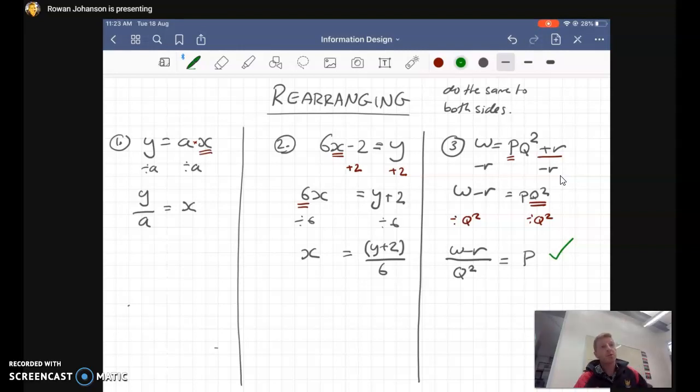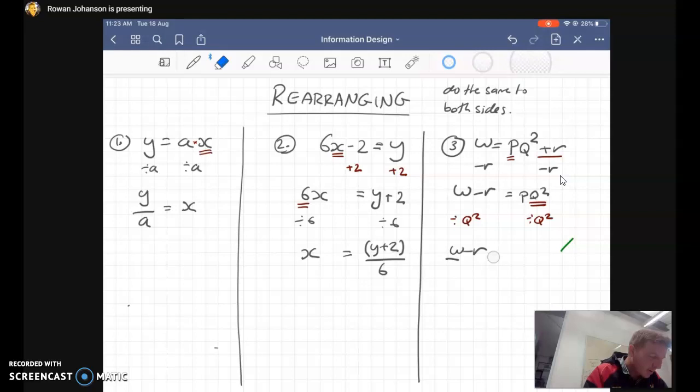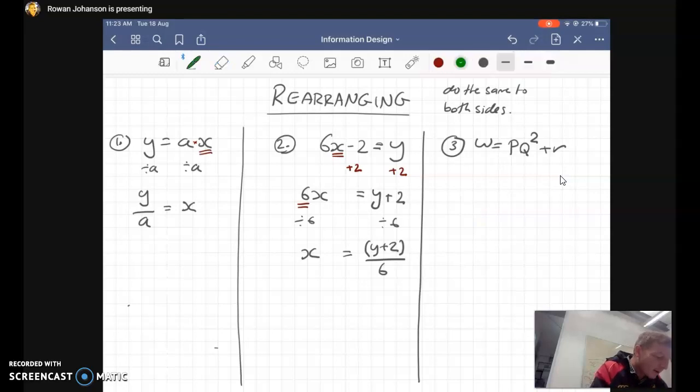Okay, so that's the simplest one. The next one I want to do is I'm going to rub that out. And we're going to do the same thing, but now we're going to try and make Q the subject, which means get Q alone. It starts the same way. Let's go minus R and minus R. So I get W minus R equals PQ squared. I then want to get rid of the P, so I'm going to divide both sides by P. And that's going to be W minus R over P is equal to Q squared.